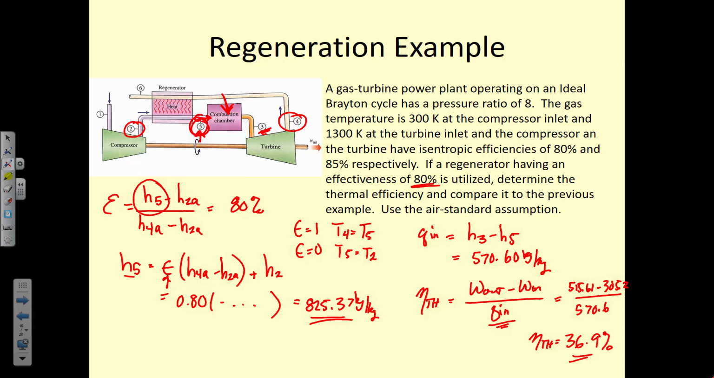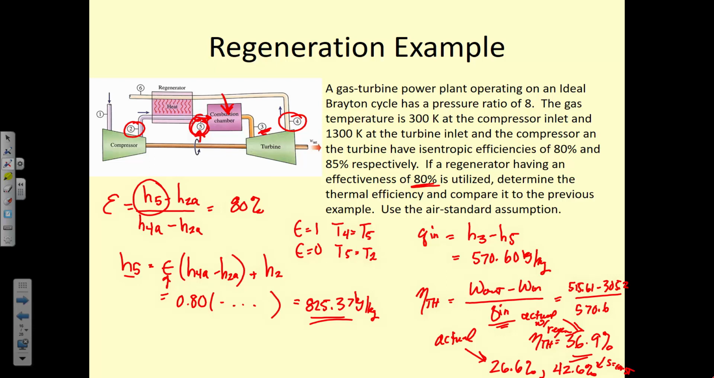36.9%. So we increased from 26.6%, but it's still not as good as the isentropic case, which was 42.6%. So this is actual with regeneration, and this is isentropic. Okay, S equals constant.